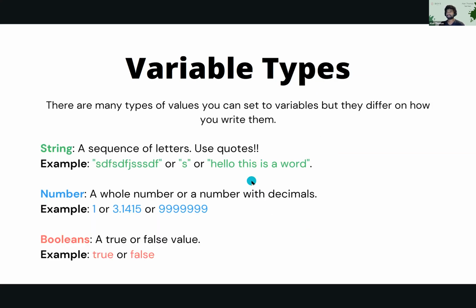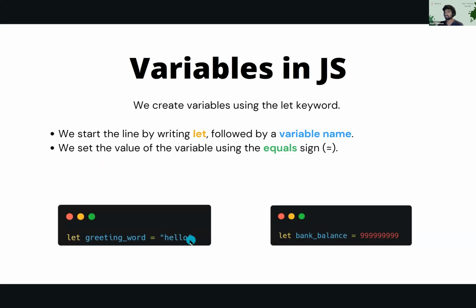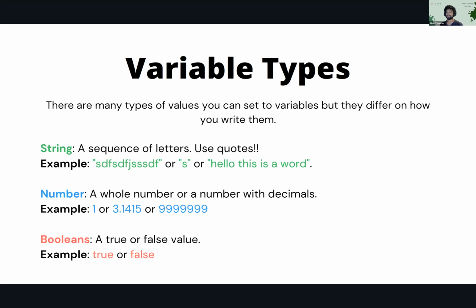So one thing you might have noticed before is that we write these variable values slightly differently depending on the type that they are. For instance, in the previous example, we wrote this word differently than this number. This word has quotation marks around it, while this number doesn't really have anything. You just write it as a number. That's because there are different variable types, and you write them out differently.